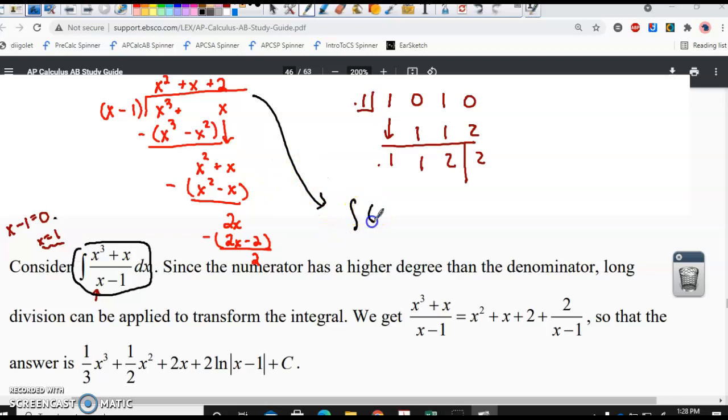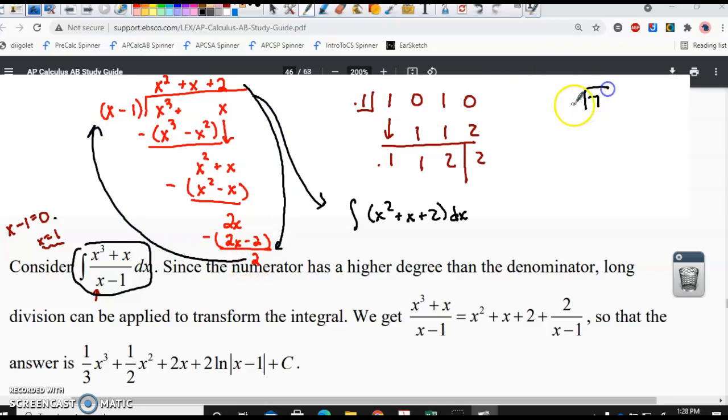So whichever way you choose to do this, you end up seeing that this integral equals the integral of the quotient plus the remainder over the divisor. Just like if you took 7 divided by 4, that goes into there once, subtract, and it's 1 and 3/4. We're just writing this with a little plus sign: 1 and 2 over x minus 1.